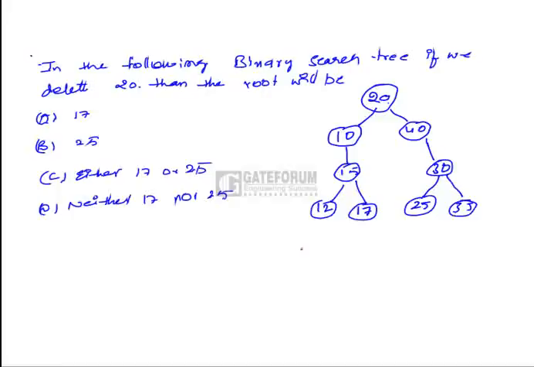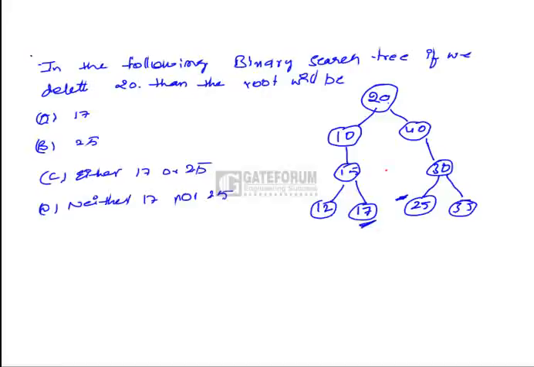So here in this question, a binary search tree is given, and it is given that if the root of that tree is deleted, then what should be the root in the remaining elements in order to make it a binary search tree. Whenever a root is deleted from a binary search tree, then that root can be either the smallest in the right subtree or largest in the left subtree. So here smallest in the right subtree is 25, and largest in the left subtree is 17.